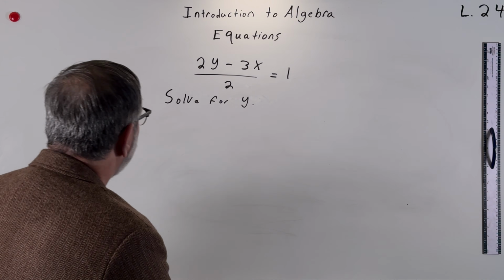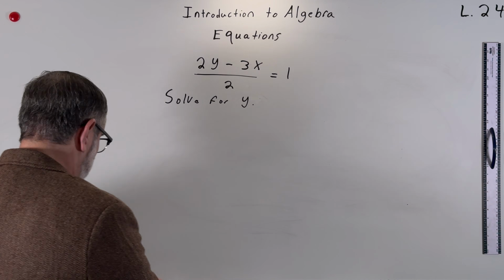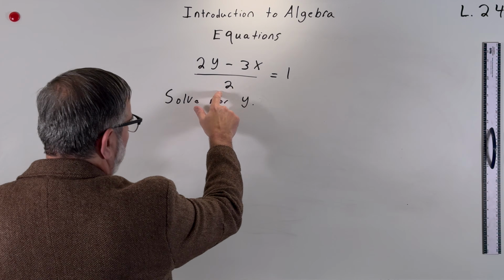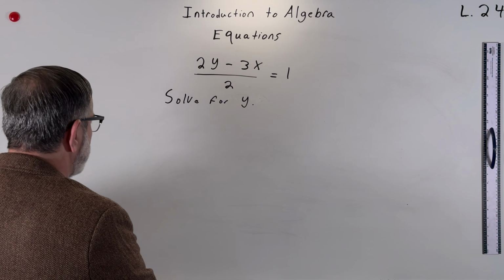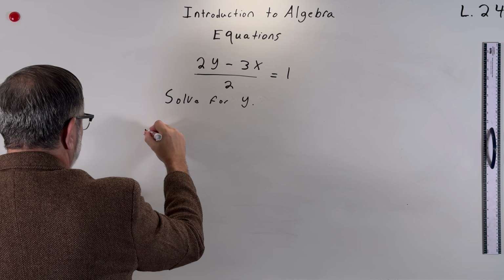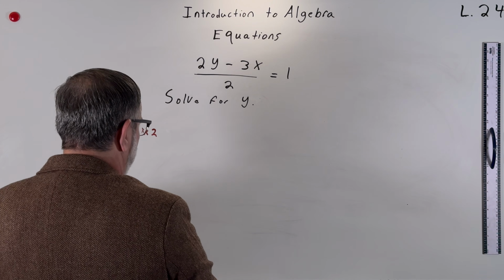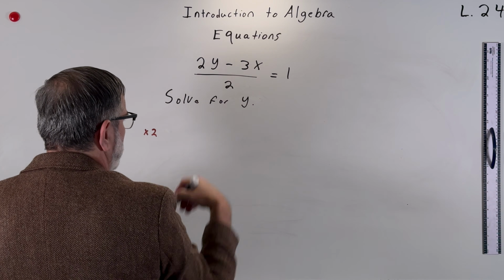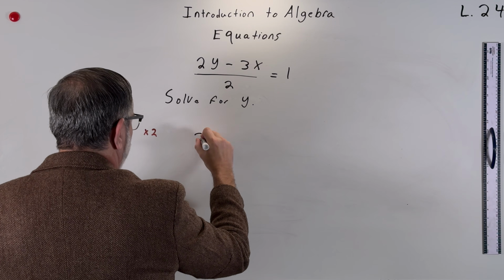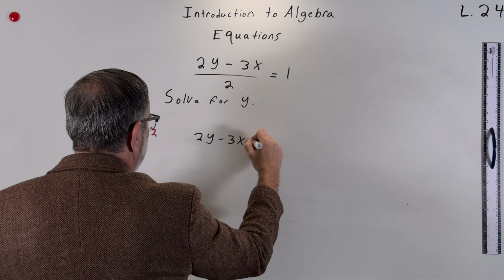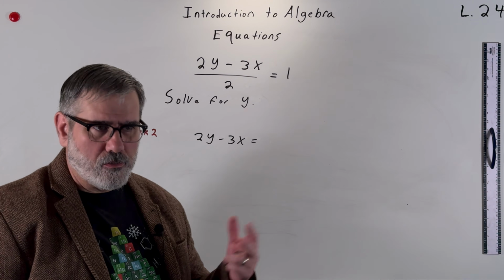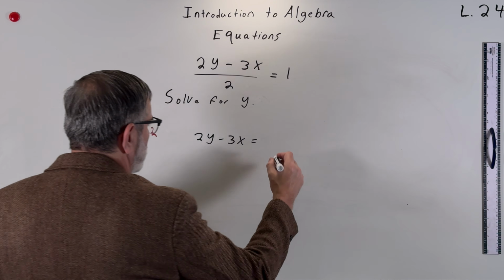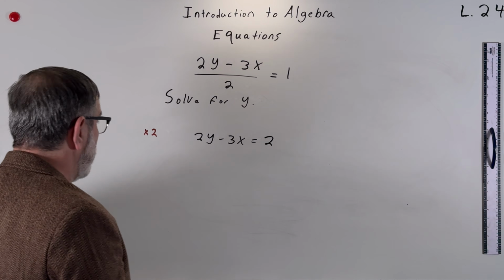Okay. Well, the first thing that we might do is get rid of this 2 in the denominator here. And that's easy enough. We can just multiply both sides by 2. So I'll put times 2 for my first operation. That means if I multiply the left by 2, it just gets rid of that 2 in the denominator. So I'm left with 2y minus 3x. And on the right-hand side, using the golden rule of equations, 1 times 2 is just 2. So I get a 2 on the right-hand side.